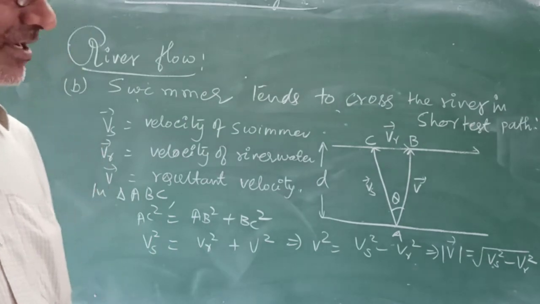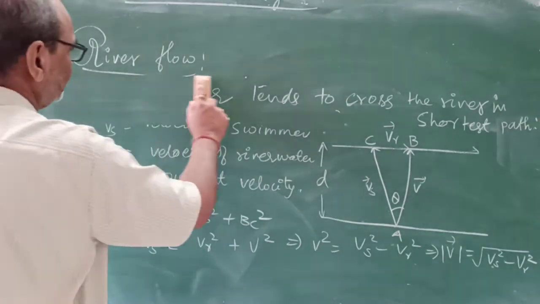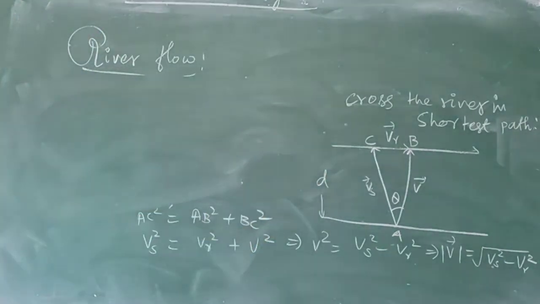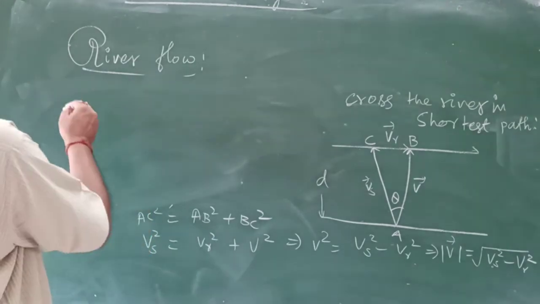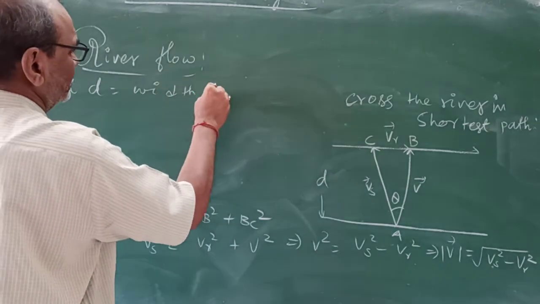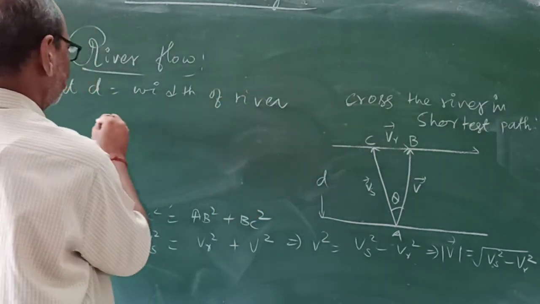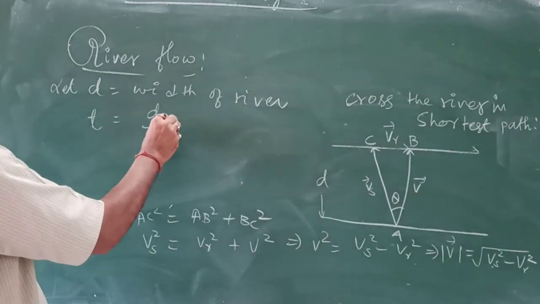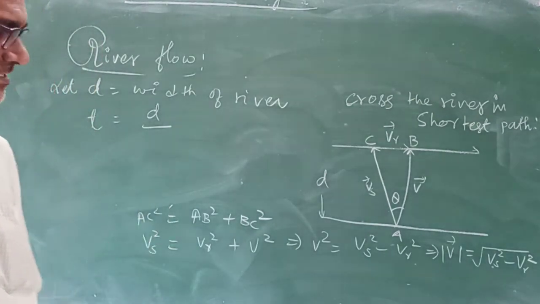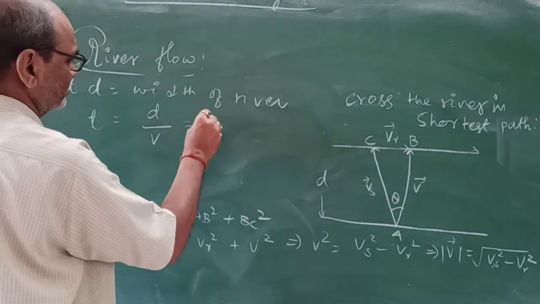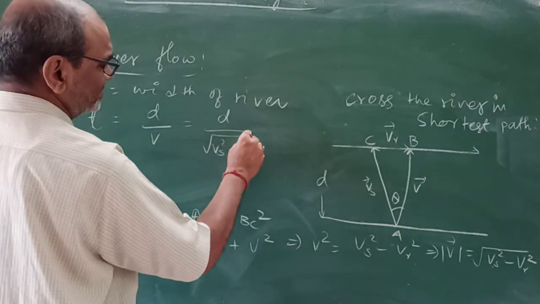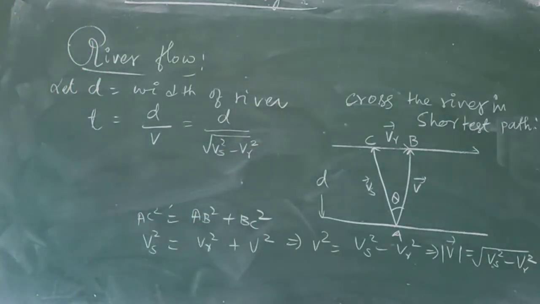If D is the width of the river, then we apply the same concept. Let D be the width of the river. How much time? T is equal to distance by velocity. D by root under Vs square minus Vr square.